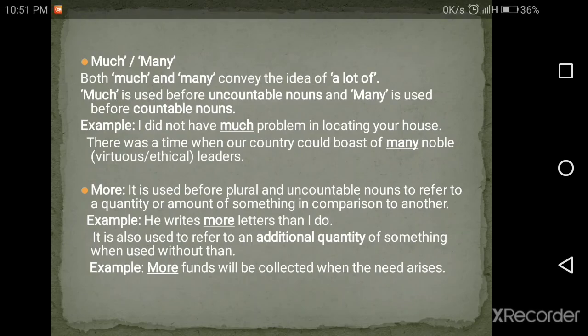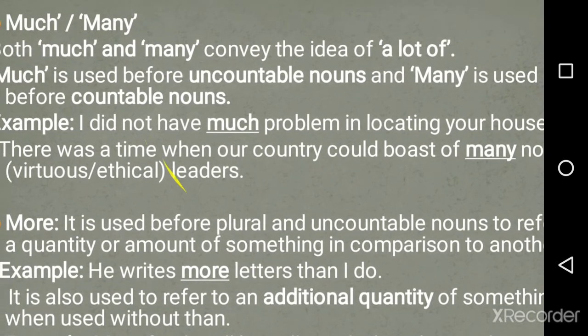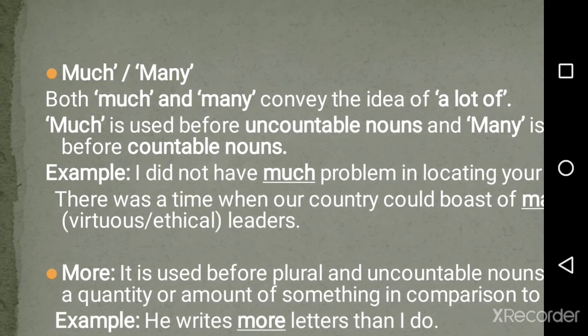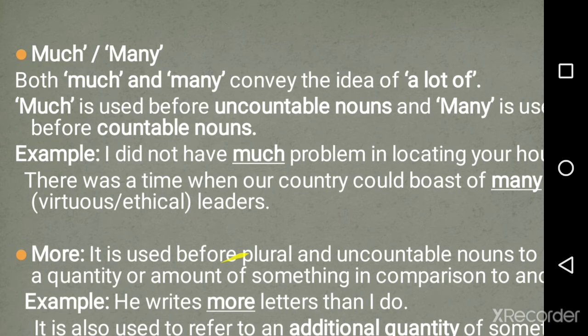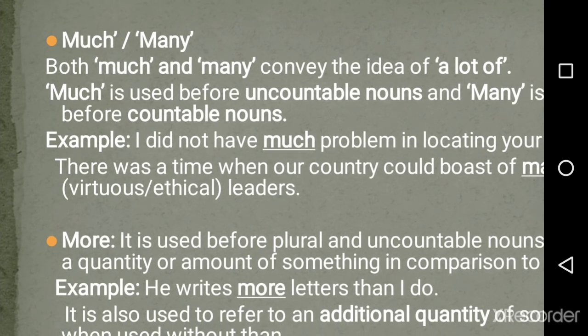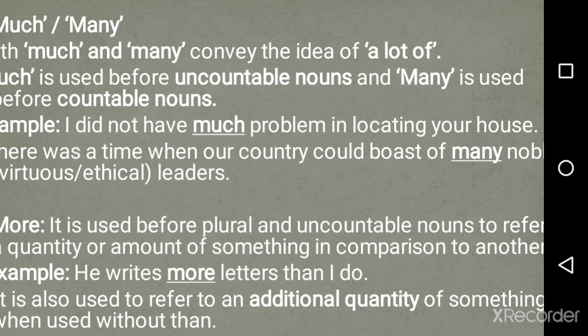The usage of much and many. Like little is used for uncountable nouns for scarcity or lack of something, similarly, much is used with uncountable nouns. Much means ज़्यादा और little means थोड़ा. And much is used with uncountable nouns, and many is used with countable nouns. Like few means कम or many means ज़्यादा. They both convey the idea of a lot of.